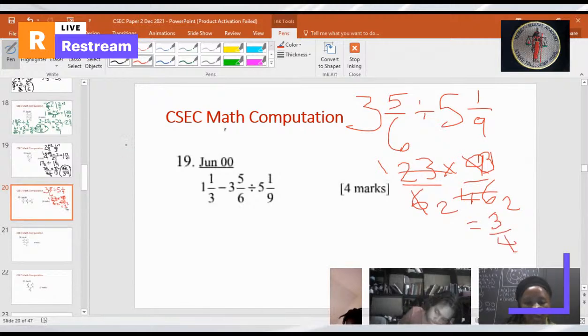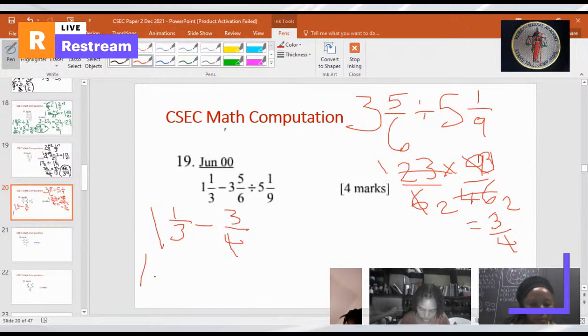All right, so now that we worked this part and we get 3 over 4, we can take it from that. So it's 1 and 1/3 minus 3/4. Okay, so now we're going to put back the one since there's nothing to subtract from it, and find the lowest common multiple of 3 and 4, which is 12.